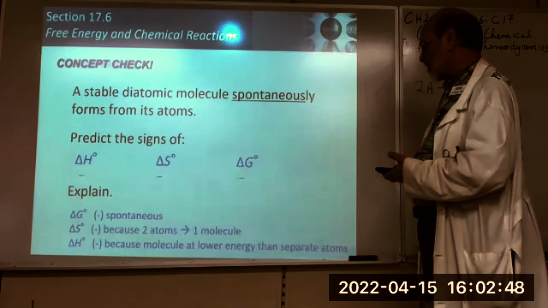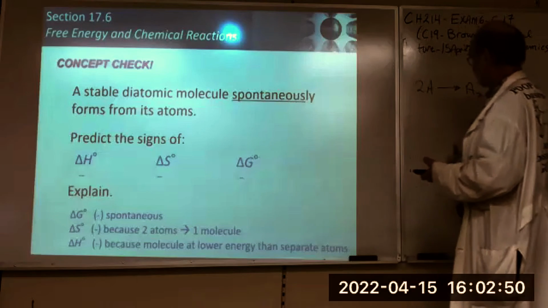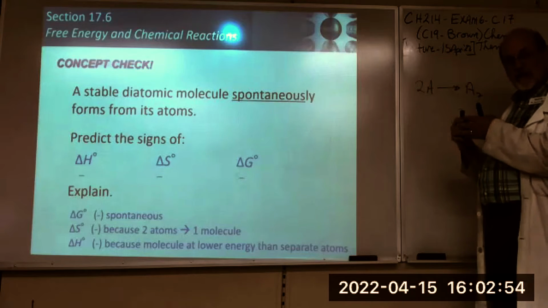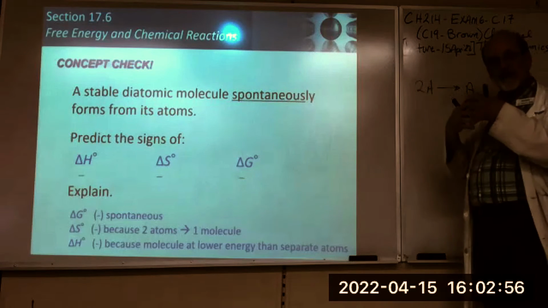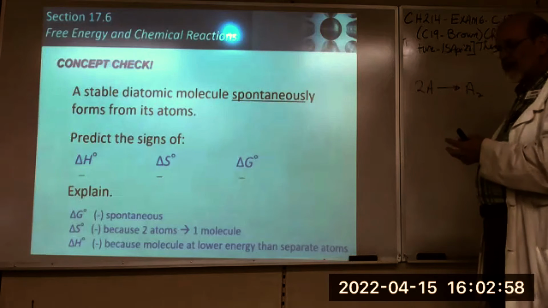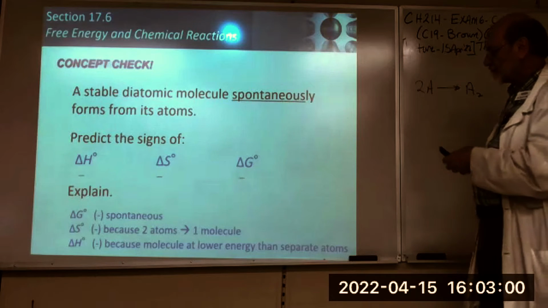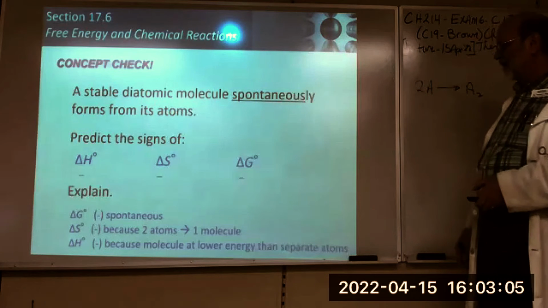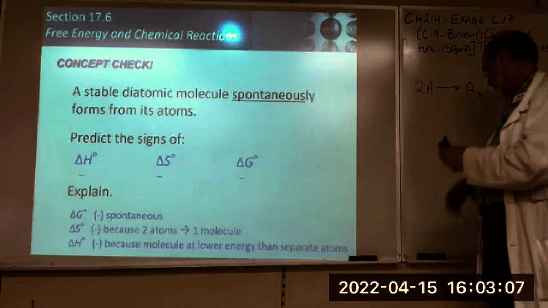How about delta H? Well, when these molecules come together, they give off energy, right? Because they're more stable as a unit than they are as separate atoms. So delta H would be exothermic. That makes it negative. Okay, so now it makes sense.